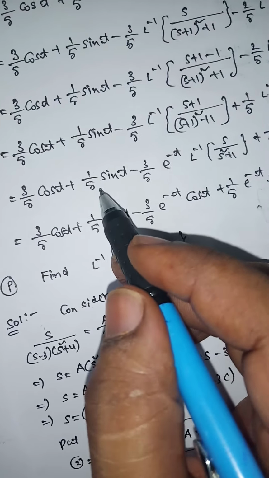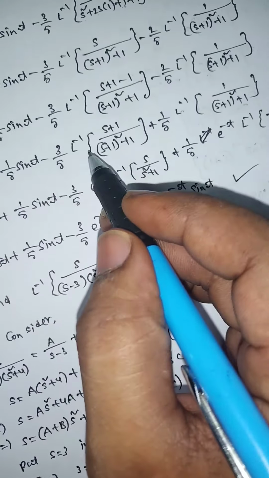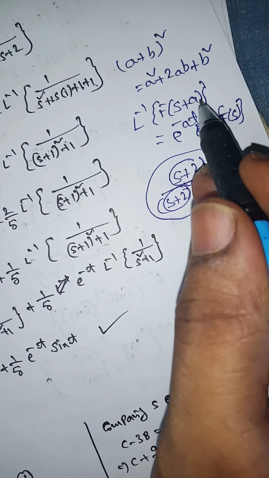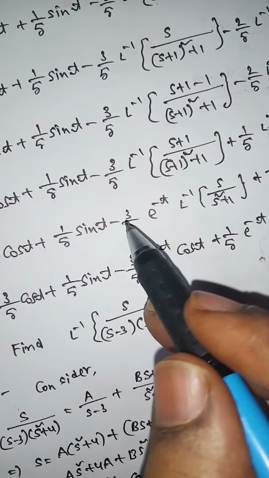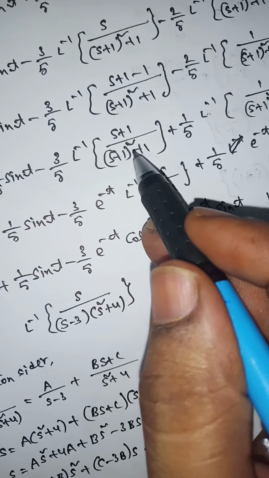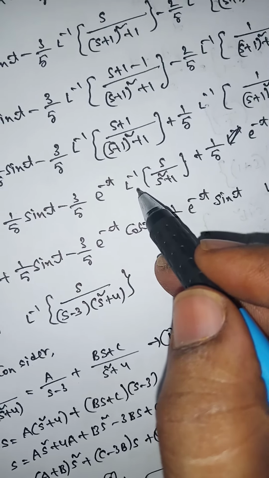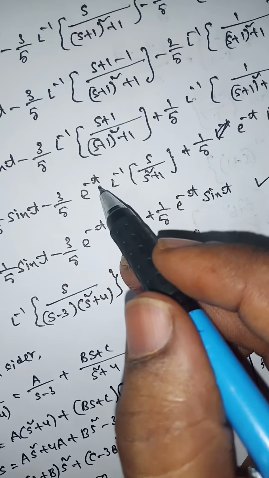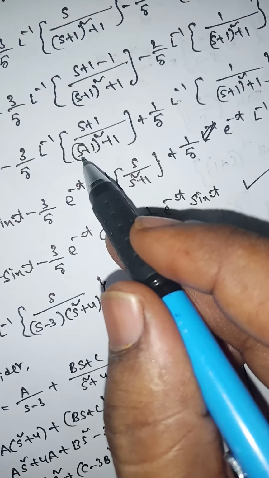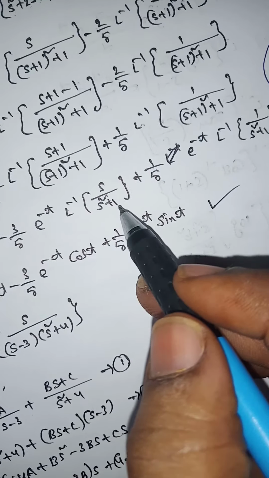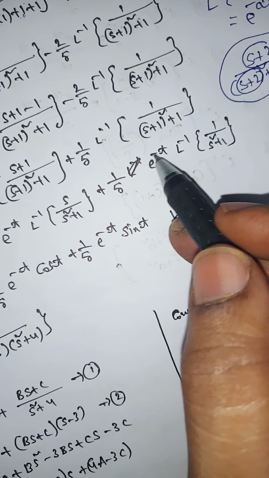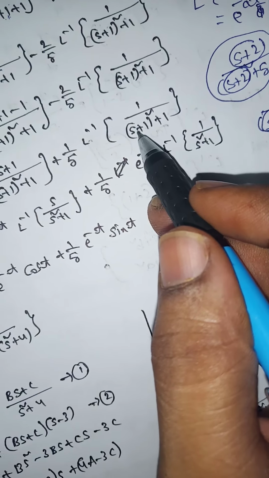Now 3 by 5 into cos t plus 1 by 5 into sin t minus 3 by 5 into. Here this is in terms of f of s plus 1, in terms of s plus 1, and if you compare this one, a is 1, and immediately multiply with e power minus at, where a is 1, therefore e power minus 1t I have multiplied with, since this is in terms of s plus 1. Immediately after multiplying with e power minus t, replace s plus 1 by s. L inverse of s plus 1 in the place of s plus 1, s, in the place of s plus 1, s whole square plus 1, plus 1 by 5 into, again this is in terms of s plus 1, multiply with e power minus 1t where a is 1, and immediately replace s plus 1 by s.